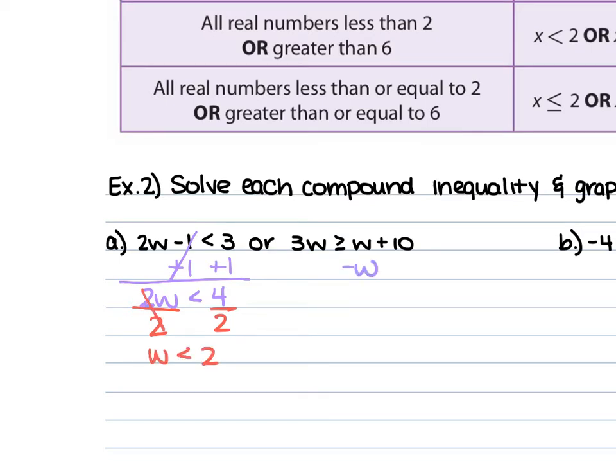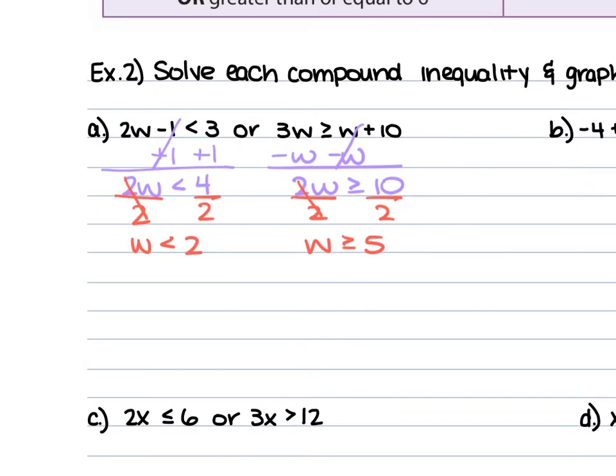For the other inequality, we're going to subtract w from each side. We get 2w is greater than or equal to 10. Then we divide each side by the 2, and we get that w is greater than or equal to 5. Now, look at the two inequalities. Does the inequality on the left include the smaller number? Yes. So when you draw your line, you're going to have a 2, you're going to have a 5. The 2 is going to have an open circle. The 5 is going to have a closed circle.